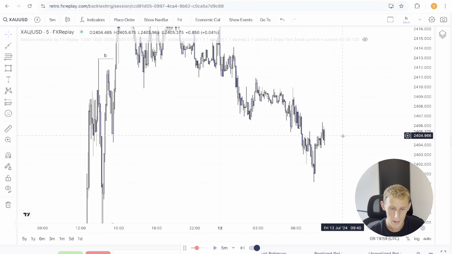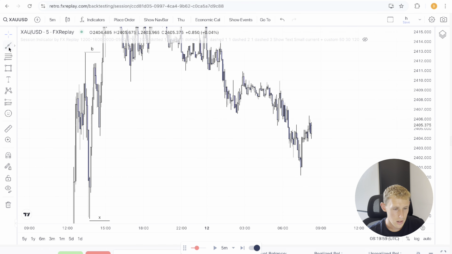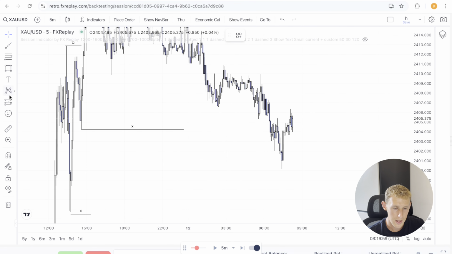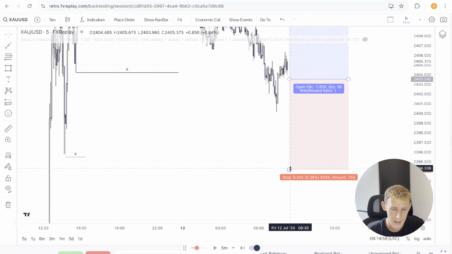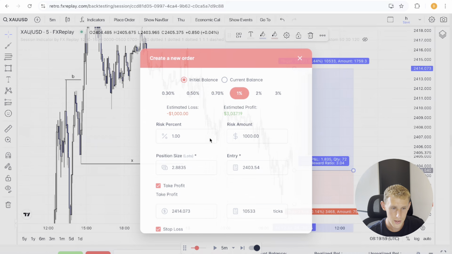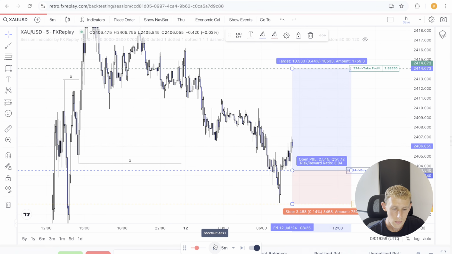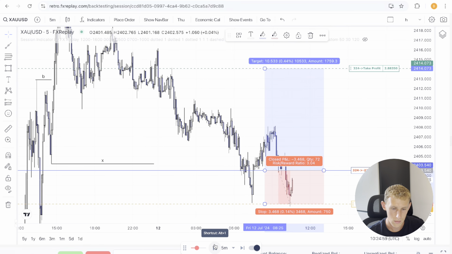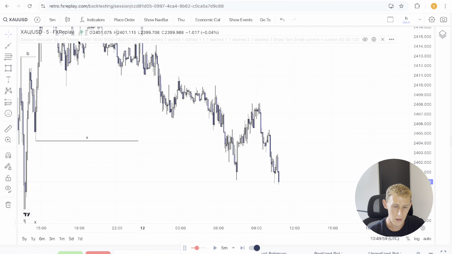Did come a little bit lower. I'm going to take this entry. So we have had a sweep of that demand low. And price gave a change of character. Created some imbalance just here. So I'm going to enter this. And we'll go for a 1 to 3. Okay, nope. So loss on that one.